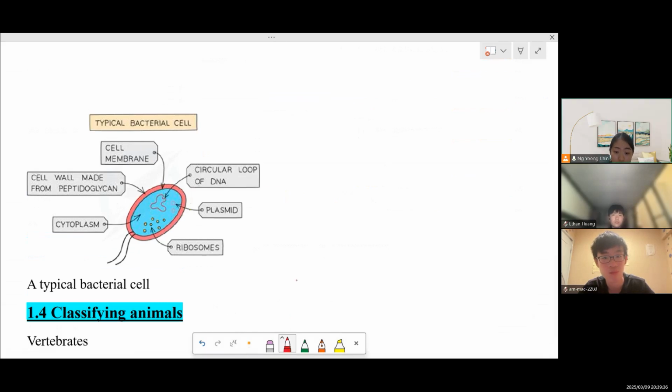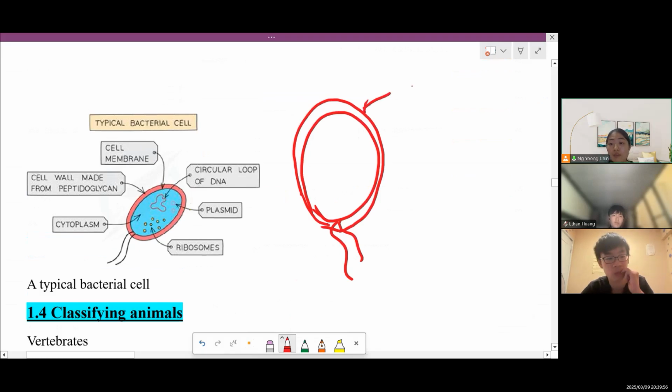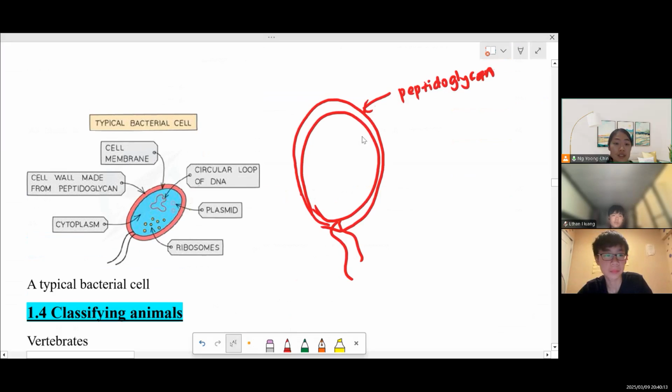Maybe I can draw it for you. A very simple structure, and they just contain a flagellum too. They contain the flagellum, okay? And they have the cell wall, just like this. Usually the cell wall is made out of peptidoglycan. You still remember the term? This one, peptidoglycan structure. Peptidoglycan.